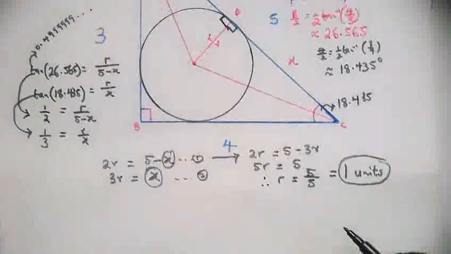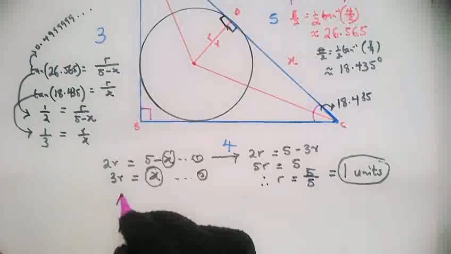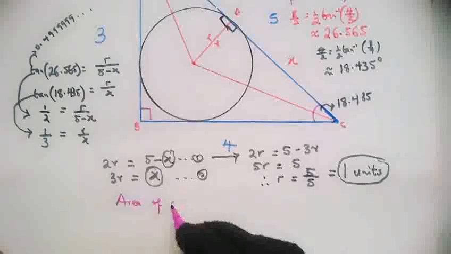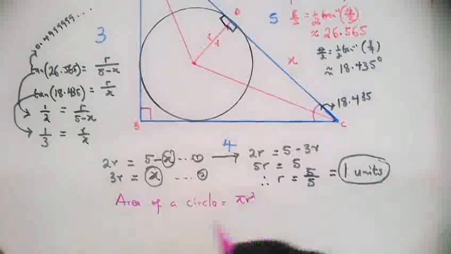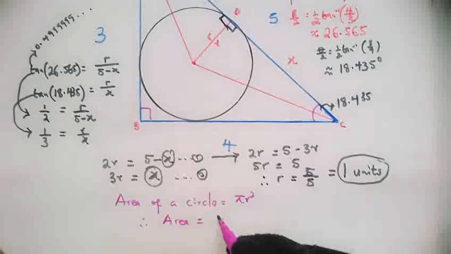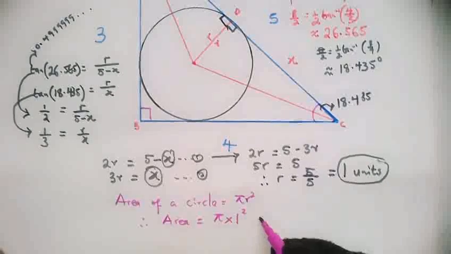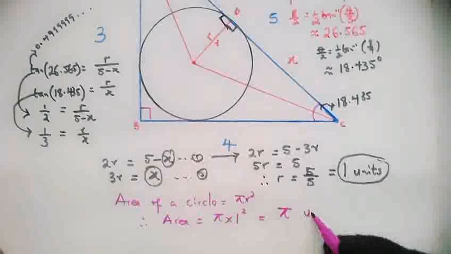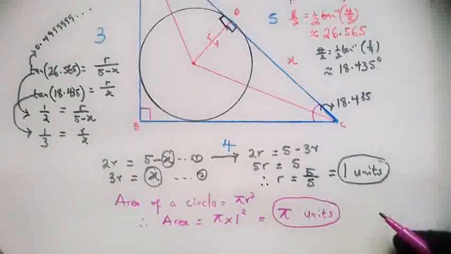Now since we have gotten the radius, no need for solving for x. So we quickly find the area of the given circle inside here, which is the inscribed circle. Remember, area of a circle is equal to pi r squared. So the area of the circle is pi times 1 raised to the power 2, which is equal to pi square units. So this is the area of the inscribed circle, which is pi square units.